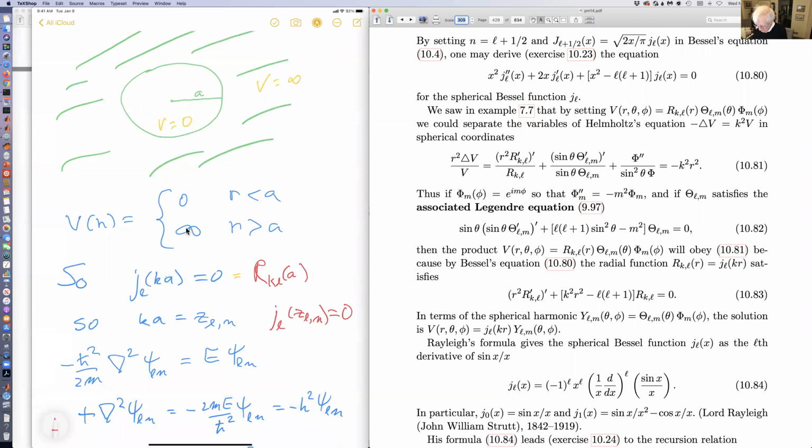And so the equation then that we've got is that the wave function outside, for r greater than a, is just 0 because the potential is infinite there. Inside the sphere of radius a, the potential is 0, and so you just have a free particle, and the Schrodinger equation for that is minus h bar squared over 2m grad squared psi equals E psi.